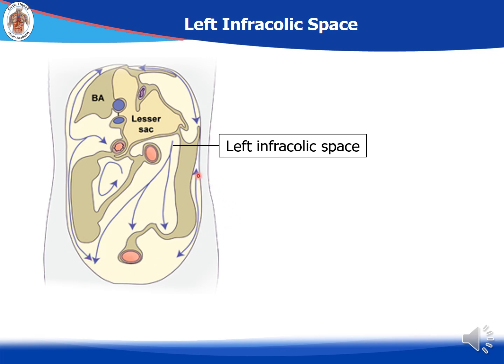So the right paracolic gutter is continuous with the pelvic cavity. Similarly, the left one is also connected to the pelvic cavity. So any fluid that accumulates here can go into the pelvic cavity. The left infracolic segment directly goes into the pelvic cavity.